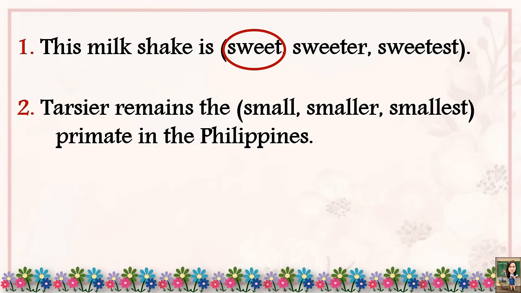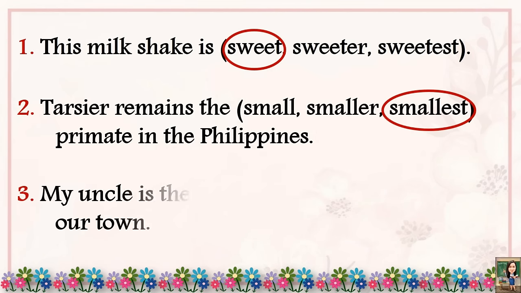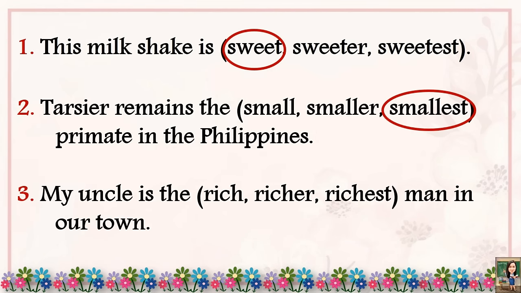You're right. The correct adjective is smallest. Tarsier remains the smallest primate in the Philippines. Number 3. My uncle is the rich, richer, richest man in our town. What is the correct adjective?